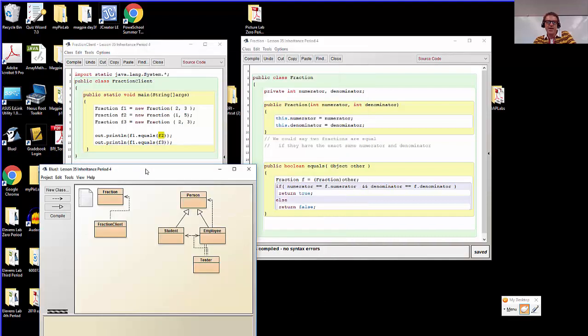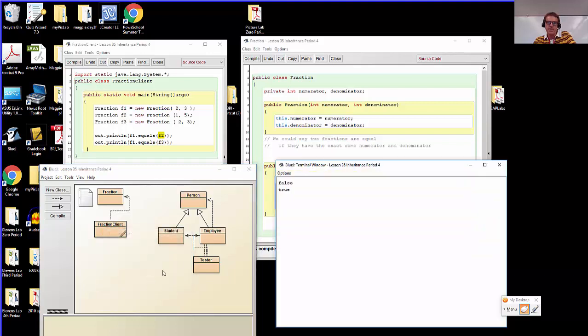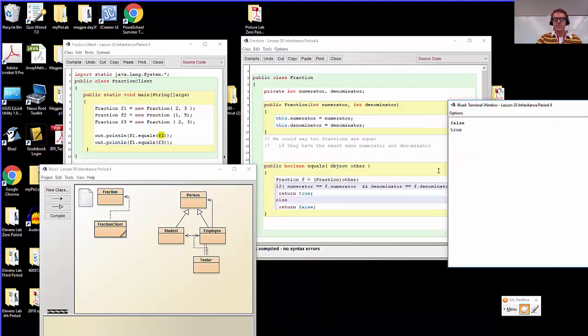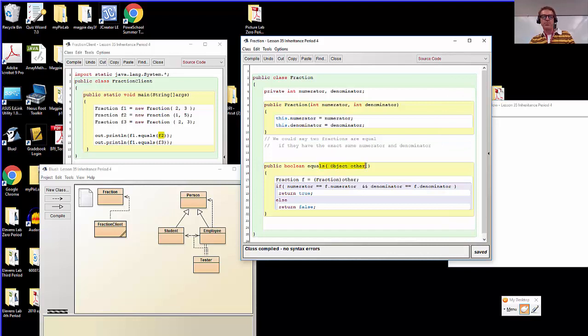And let's run that client and see if f1 equals f2 is false, right? 2/3 is not equal to 1/5. But f1 dot equals f3 is true because 2/3 is 2/3. Okay, that's our first equals method of the year. Okay, and it's up to the programmer to choose what makes the objects equal. Right? I could have said if their quotients are equal, they're equal. That would make like what? 1/3 equal to 2/6. Right? We could do it that way too.